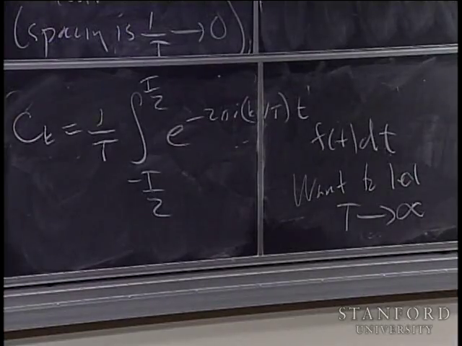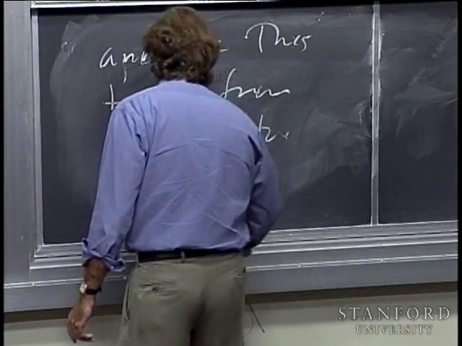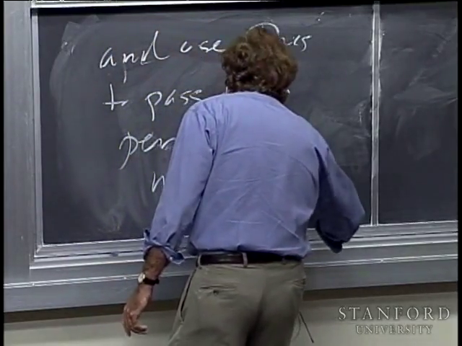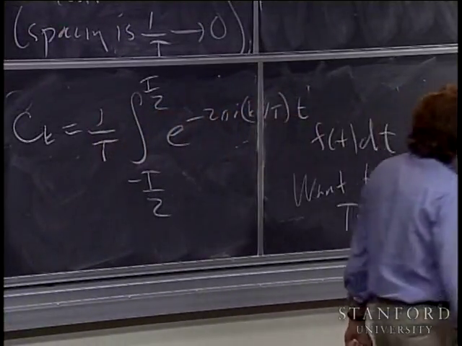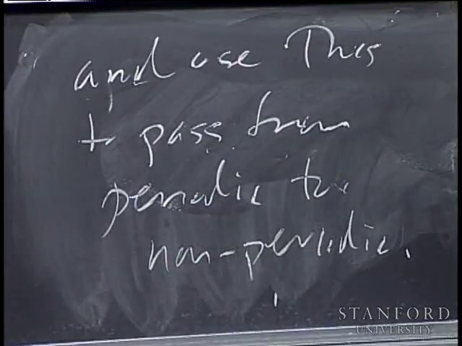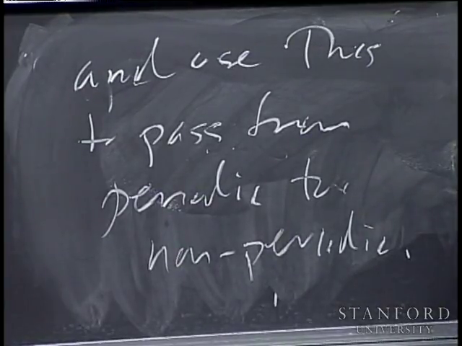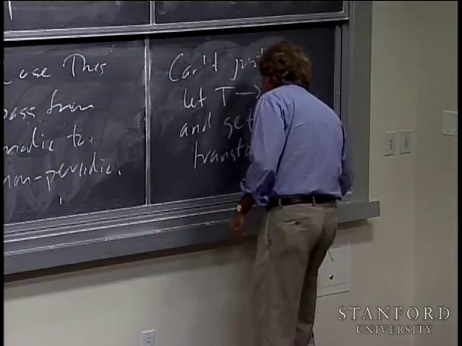Okay, and use this to pass from periodic to non-periodic. But as I say, it's not quite straightforward. And let me tell you why. I can't just take the limit as t tends to infinity there and get the Fourier transform popped out of that. It doesn't work. You can't just let t tend to infinity and get the Fourier transform. You have to tickle it a little bit.